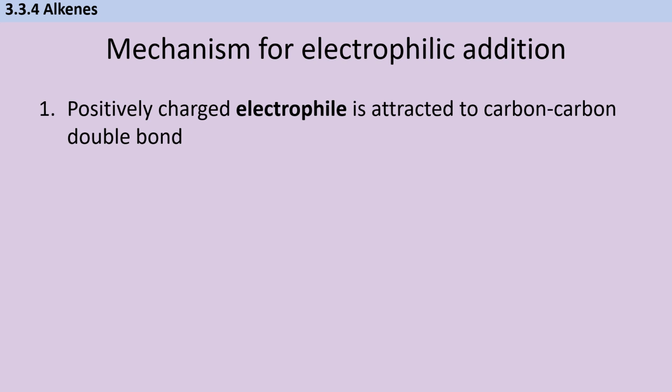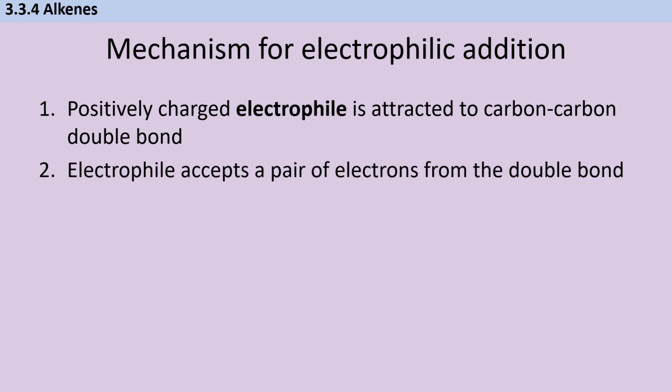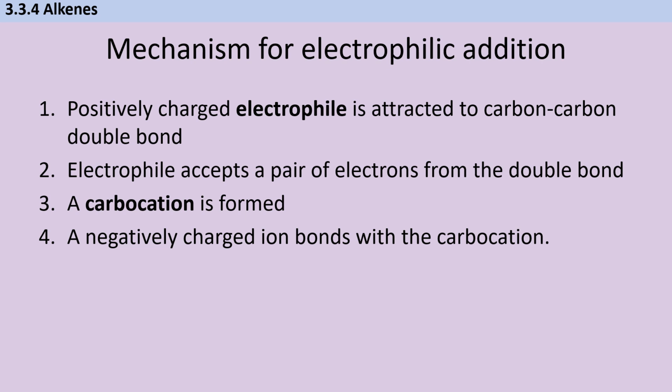The mechanism for each type of electrophilic addition reaction is loosely similar regardless of what the electrophile is. Firstly, we have a positively charged electrophile which is attracted to the carbon-carbon double bond. That electrophile is going to accept a pair of electrons from the double bond. This forms something called a carbocation. So cation is obviously a positive ion, and then the carbo bit is telling us that this is carbon-based. And then what we're left with is a negatively charged ion, and that negatively charged ion is going to bond with the carbocation.